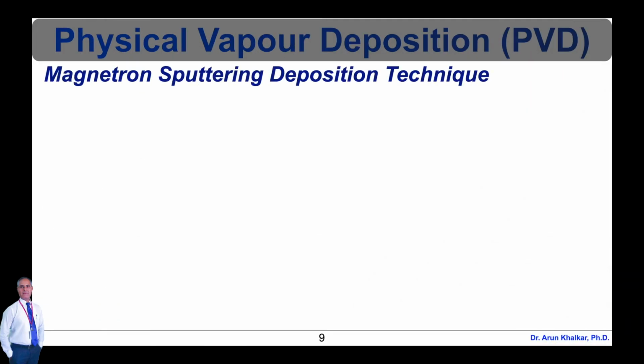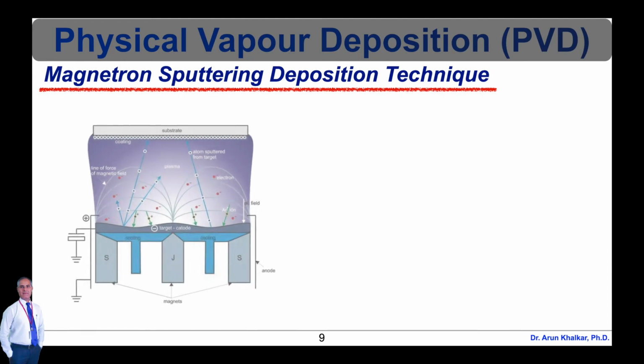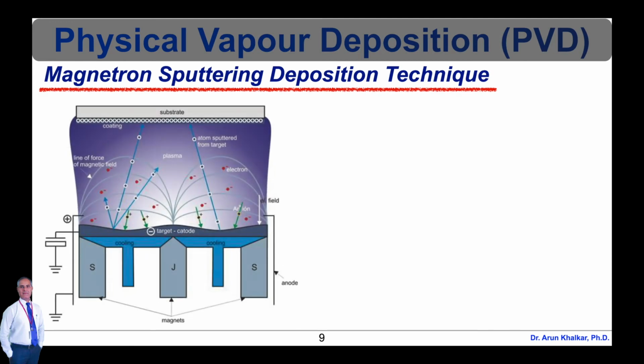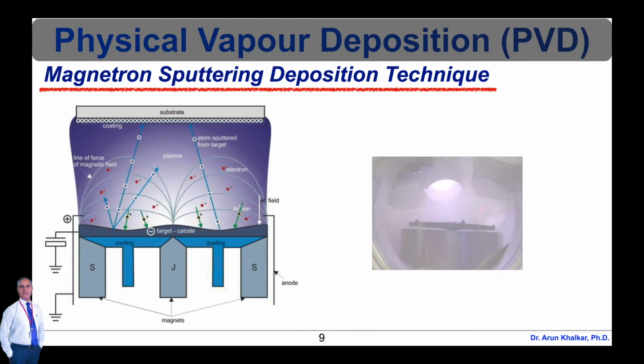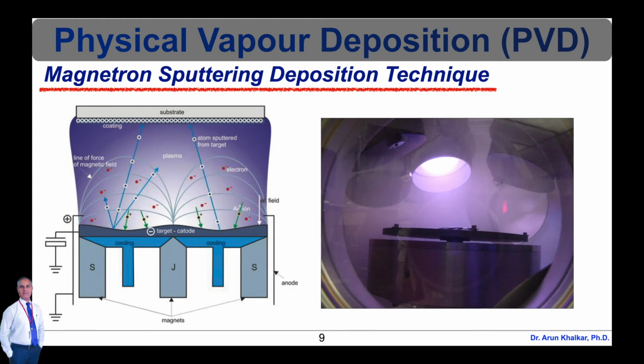Now let's see another technique, that is the magnetron sputtering deposition technique, which is also again a physical vapor deposition process. Magnetron sputtering is a deposition technology involving a gaseous plasma which is generated and confined to a space containing the material to be deposited, that is the target.